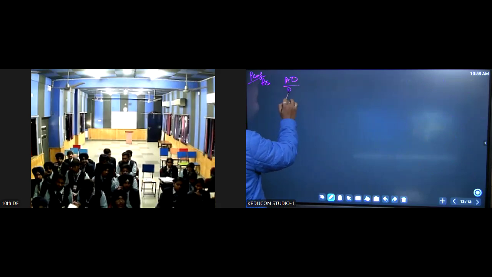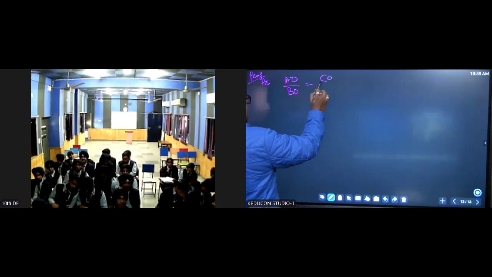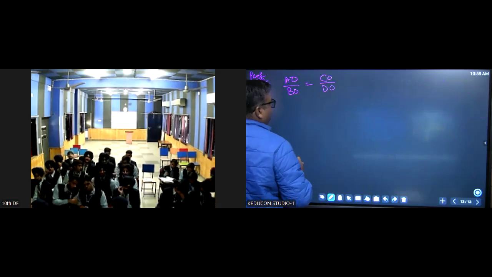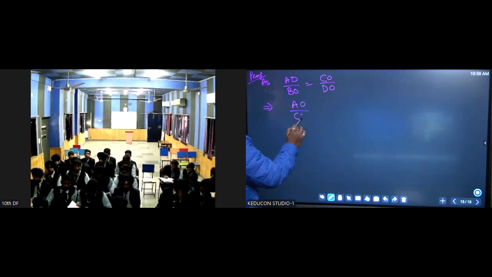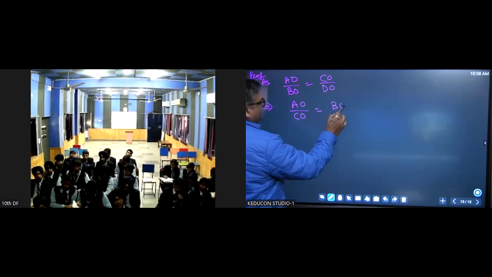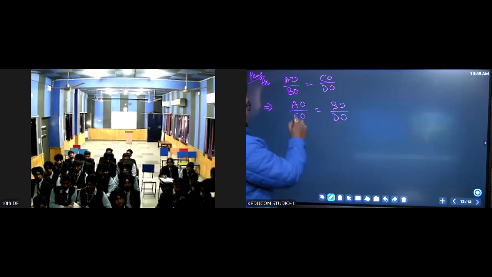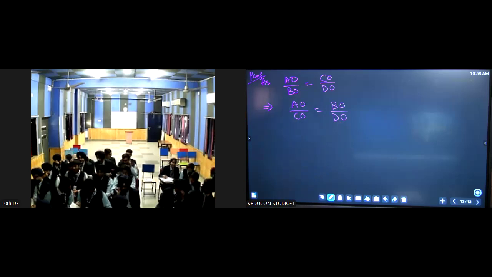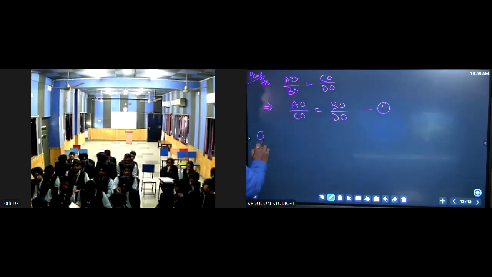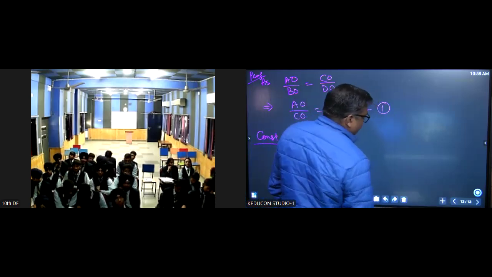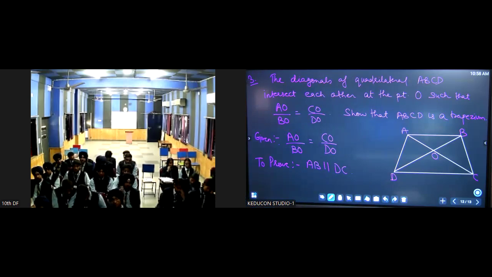As AO upon BO equal to CO upon DO, right? But we can write from here AO upon CO is equal to BO upon DO. हाँ जी, इसको इंटरचेंज करके लिख सकते हैं बच्चों हमें. AO upon CO equal to BO upon DO. Let's say this is first. Now कंस्ट्रक्शन करनी है थोड़ी सी. कंस्ट्रक्शन क्या करनी है बच्चों? What we have to construct?